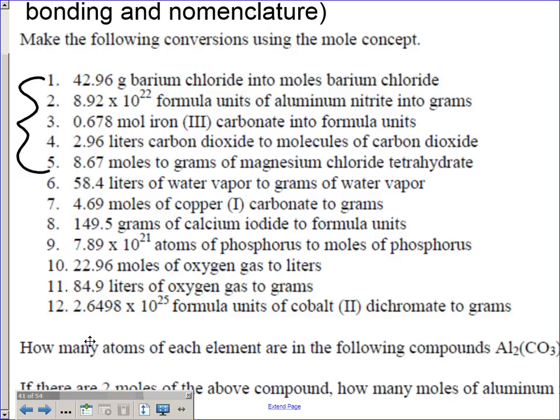Say again. Number 2. So this one's okay. This one's going to take us more than one step, and I know that because I'm going from formula units to grams. Is there a direct line between formula units and grams? Yay or nay, guys? No. So I know I can't go straight from formulas to grams, so I have to go from formula units to what first? Moles, and then from moles to grams.